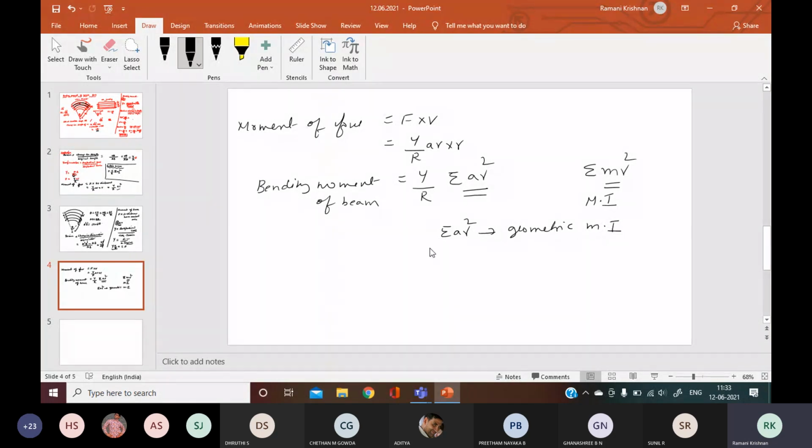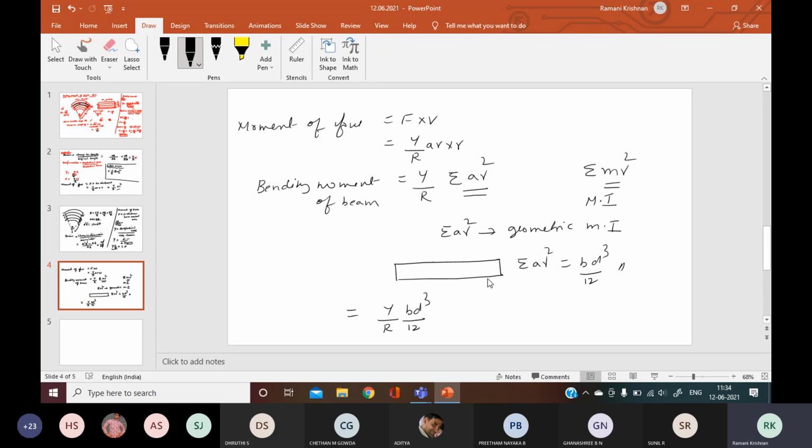It depends on the size of the body. If the beam we have taken is rectangular, then summation of a r square is given by bd cube by 12. These are the standard values. If the beam is rectangular, this value is given by bd cube by 12. So I should write this to be equal to y by r bd cube by 12.